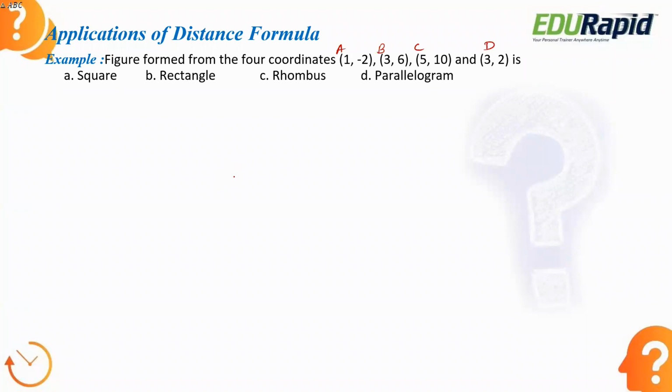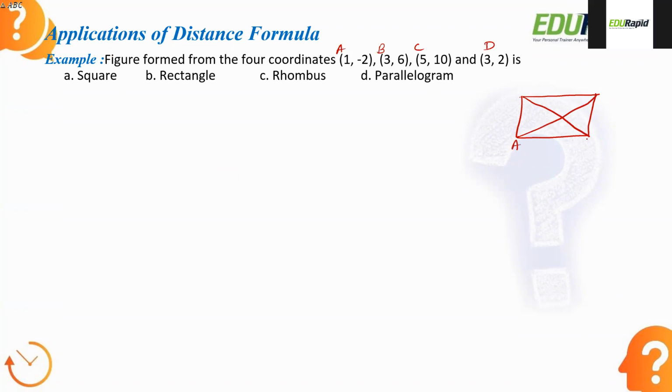You have to check for all, in fact, here. I'll just take a quadrilateral. I don't know whether it's a square. I don't know whether it's a parallelogram. I don't know anything about it. So I'm just taking it as a normal figure where A, B, C, D are marked in a cyclic manner, and the points are (1, -2), (3, 6), (5, 10), and (3, 2). This is written. So can you start using the distance formula?